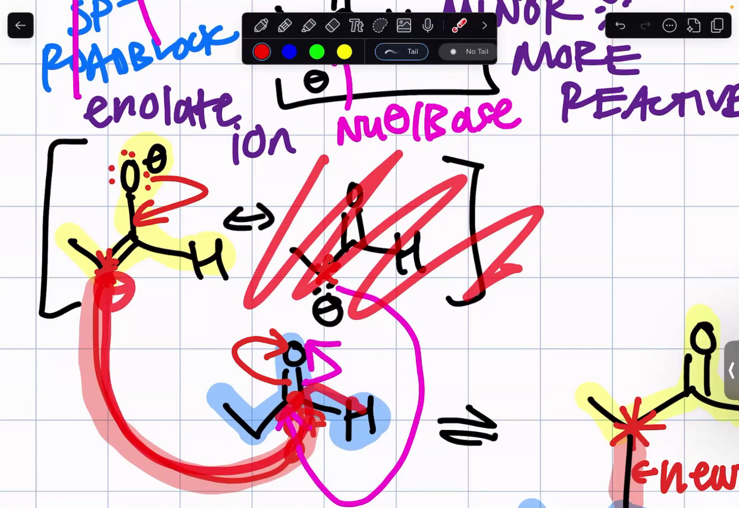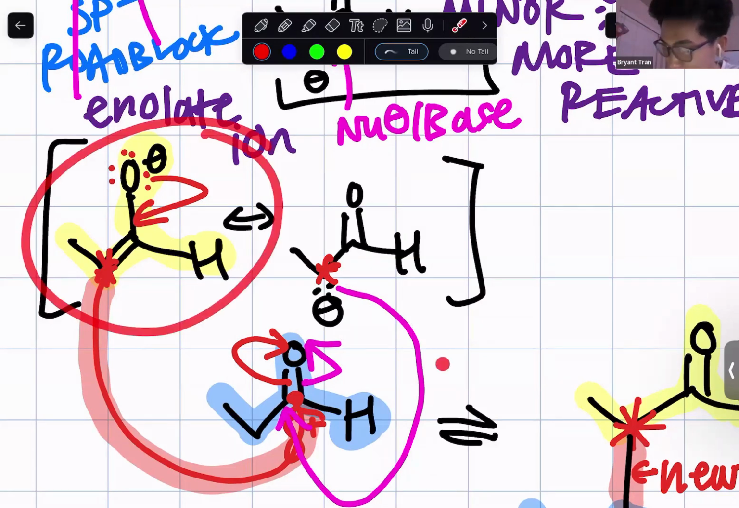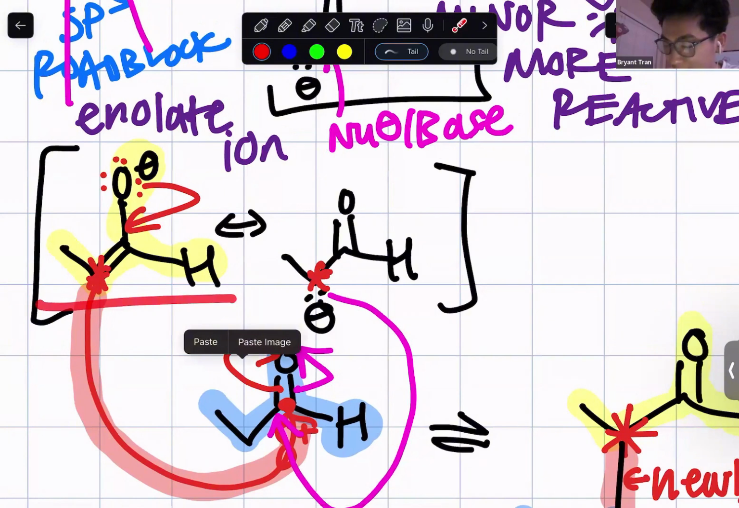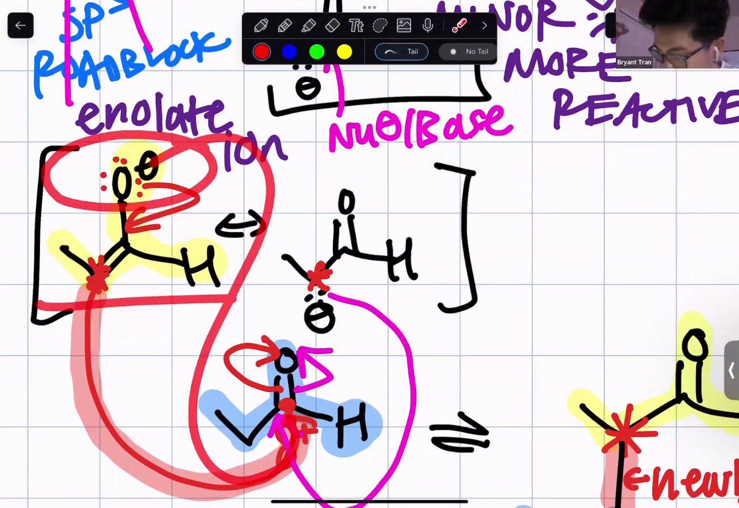So both still work. You just have to show the process of it. And that is what I wish professors talked about when they do this mechanism, because they just do it, but it's kind of misleading because we see a full negative charge on the O minus, which looks like the nucleophile, which looks like the one that should be attacking the electrophile right there.